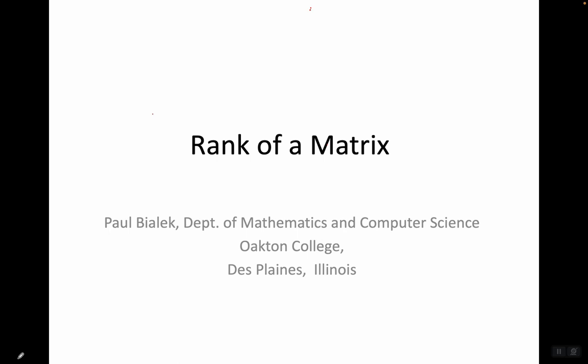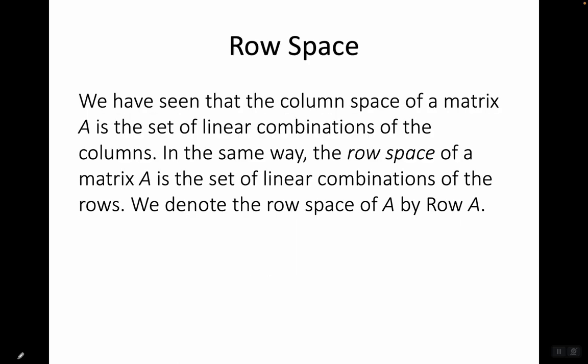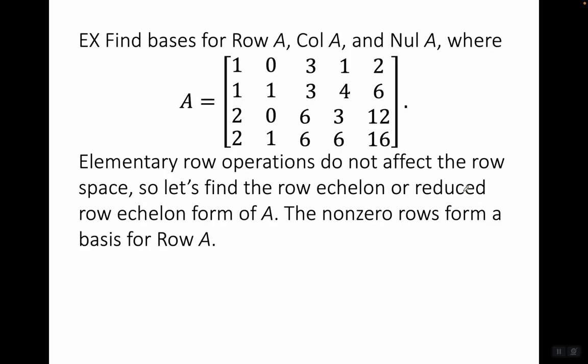Let's talk about the rank of a matrix. We've seen that the column space of a matrix A is the set of linear combinations of the columns. In the same way, the row space of a matrix A is the set of linear combinations of the rows. We denote the row space of A by this. Just call it row A, row space of A.